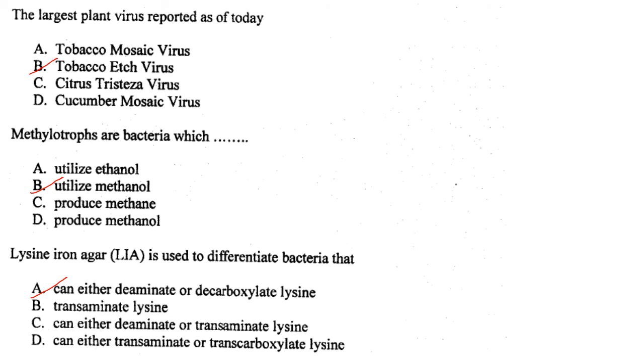Then methylotrophs are bacteria that utilize methanol. So bacteria which utilize methanol are called methylotrophs. Then next one. Lysine iron agar is used to differentiate bacteria that can either deaminate or decarboxylate lysine. So lysine iron agar is used to differentiate bacteria that can either deaminate or decarboxylate lysine.